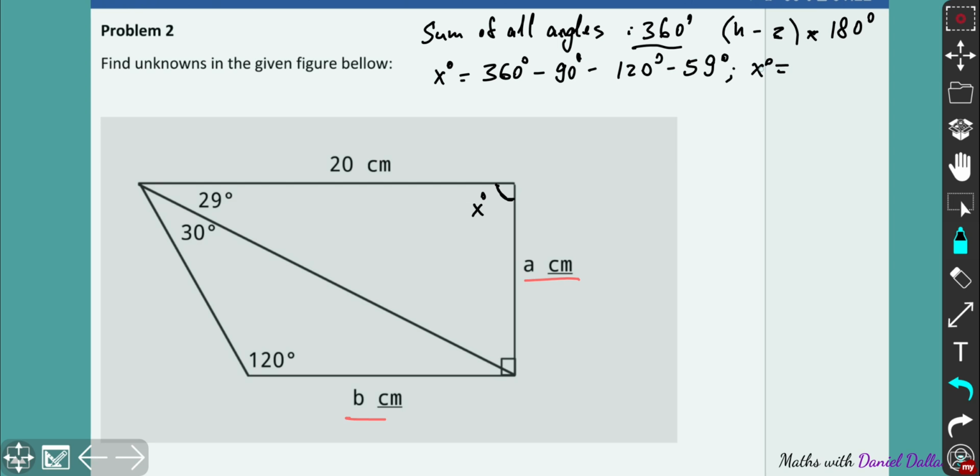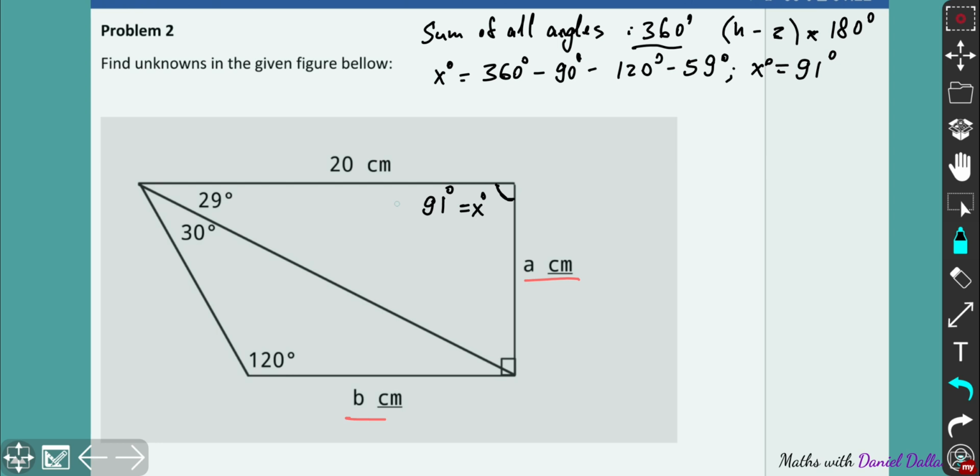Let's calculate: 360 minus 90 minus 120 and minus 59. I've got 91. So now we know that this angle is simply 91 degrees. It's just 1 degree away from 90 degrees, a right angle, but we cannot round up. That's why it seemed to you as if it were 90 degrees. However, it's not in reality.